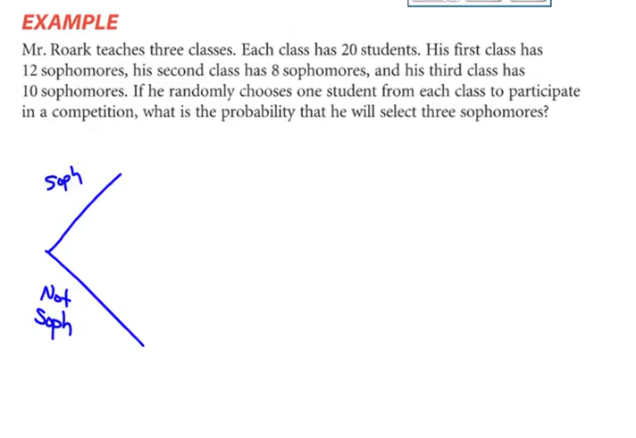We want to label each branch with a probability. So what is the probability that Mr. Rohrich chooses a sophomore in his first class? 12 out of 20, which is what as a decimal?